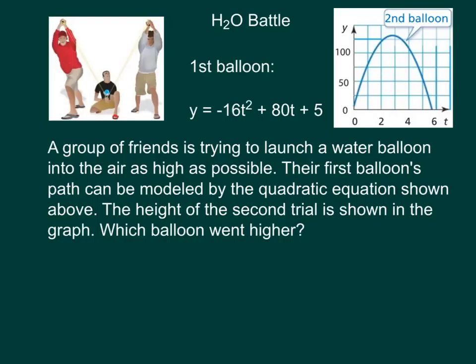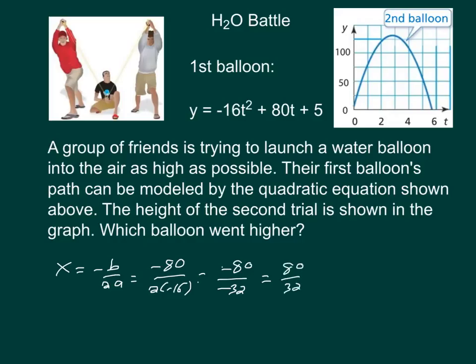To figure out the vertex, I first have to find the axis of symmetry, which comes from the equation x equals negative b over 2a. In this case, that's negative 80 over 2 times negative 16. Now that's going to be negative 80 over negative 32, and the negatives will cancel. And so I've got 80 over 32. Now, if I go to reduce that, it's actually divisible by 16, both of them. So I've got 5 over 2, 5 halves.